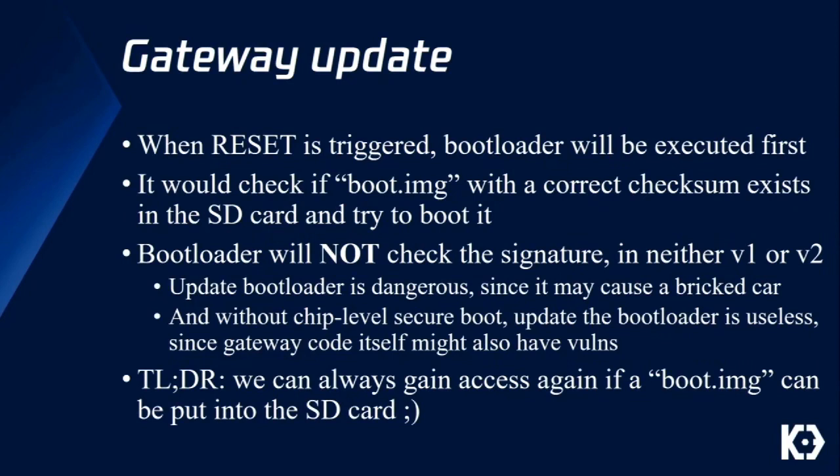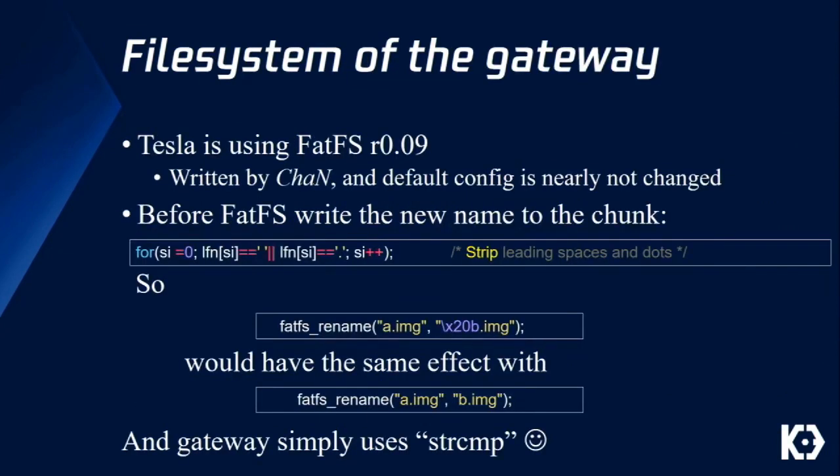And the most important reason is that without chip-level secure boot applied in the factory, updating the bootloader itself is completely useless, because if your gateway code itself has vulnerabilities, it can still be attacked, and you can still operate those SFRs to unlock the flash areas and write another bootloader into it. So, in short, we can always gain access again if a boot image can be put directly into the SD card. And then we turned around to check the file system implementation of the gateway.